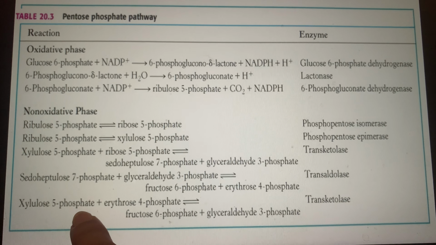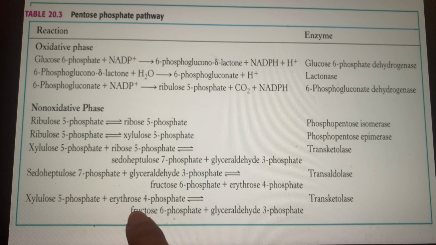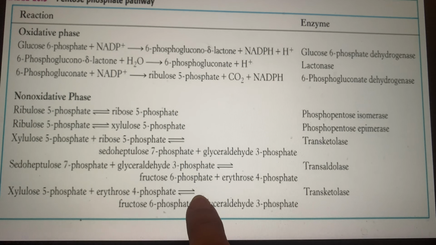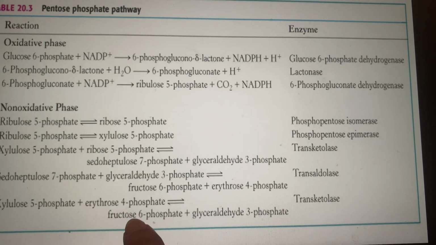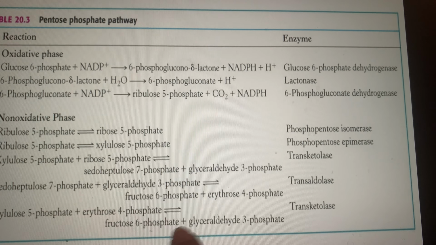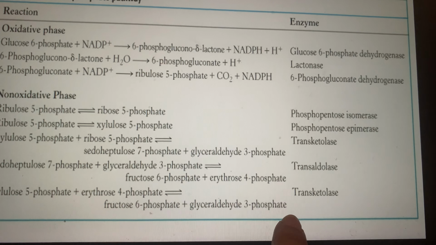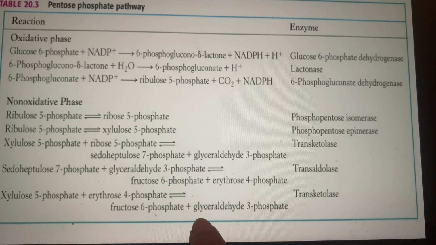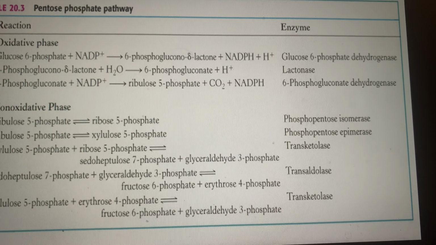Xylulose 5-phosphate and erythrose 4-phosphate again are in equilibrium, or they produce fructose 6-phosphate. This is a 6 carbon compound, and glyceraldehyde 3-phosphate, to keep the stoichiometry calculations balanced, in the presence of transketolase enzyme.